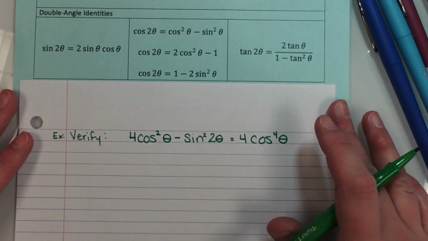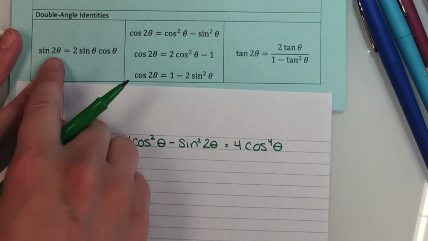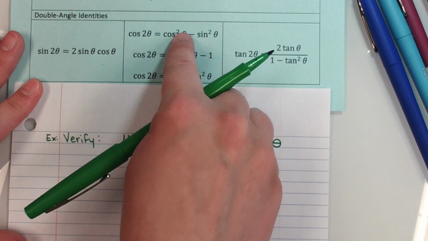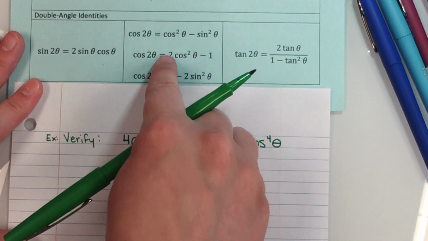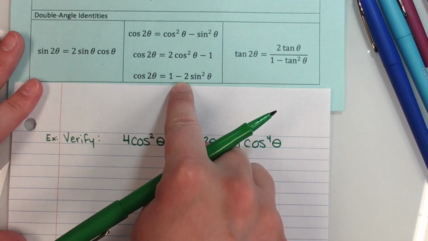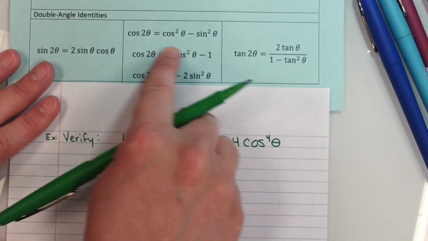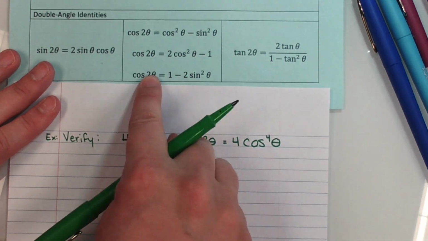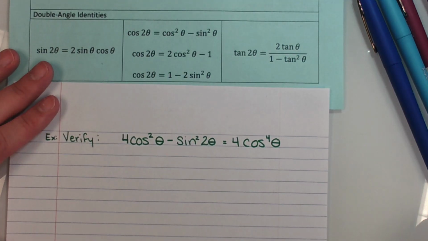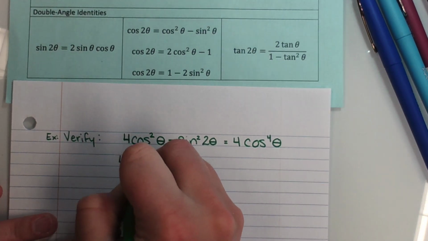Now, thankfully, this is a sine identity, which gives us limited options on what to do with it. If it's a cosine identity, you have to make a decision on which of these 3 makes the most sense in the problem. All 3 of them will get you there. You just have to look at the problem and say, is all of the problem cosines? I should probably do this one. Is all of the problem sines? I should probably do this one. Is it a mixture of sines and cosines? Maybe that one's best. If it's sine, you've only got one option. So we do that first.